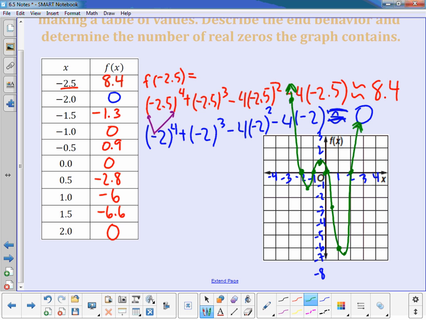Okay, so then the other things that we want to look at with this graph, there's a graph of our function. We also want to talk about the end behavior and find the number of real zeros. If I look at the end behavior, basically what the end behavior is, is what's happening at the end of the function. So at the negative end of the function, as x goes down to -infinity, I'm increasing. It's going up to +infinity. So that's part of my end behavior.